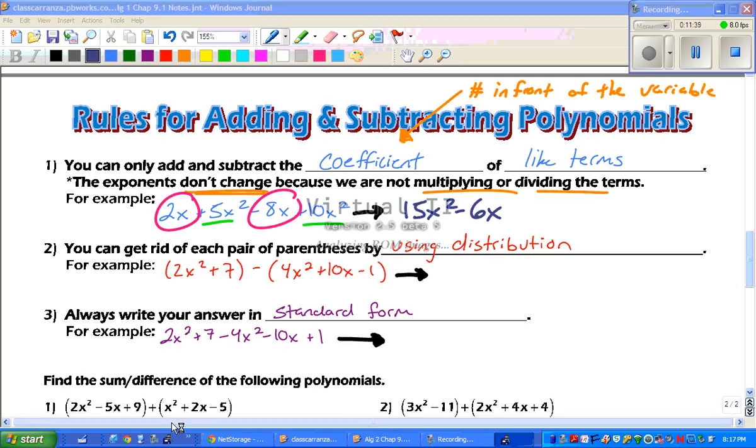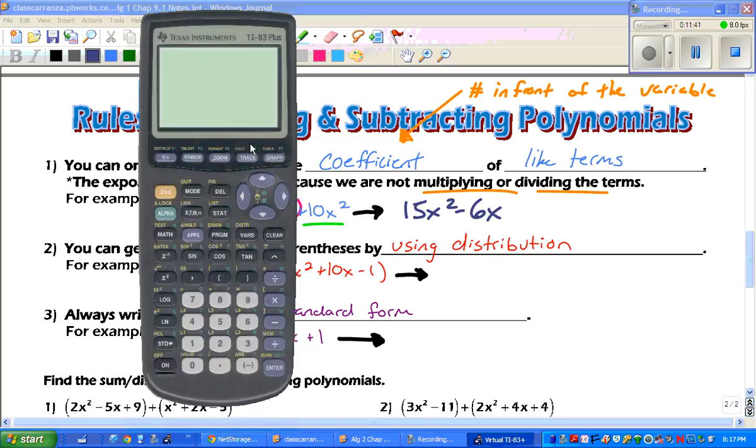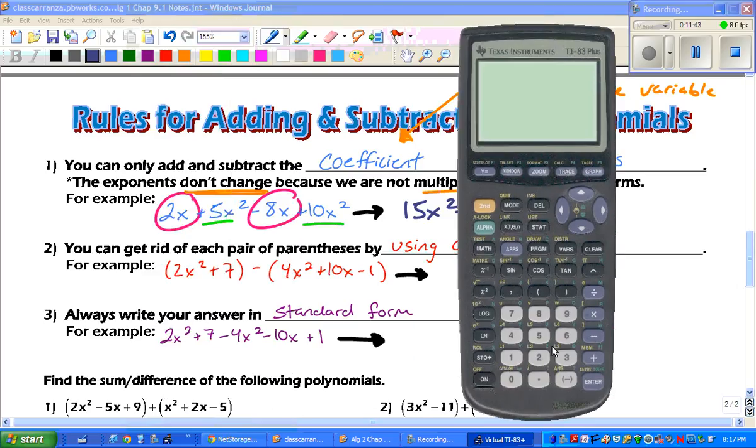Now, if you're having trouble doing that, just type it directly into your calculator. That one would be 2 minus 8. Well, 2 minus 8 is negative 6.